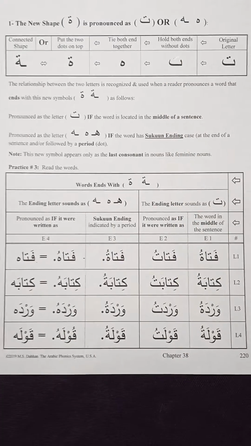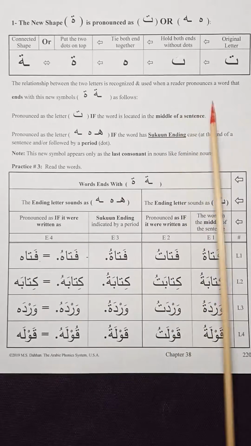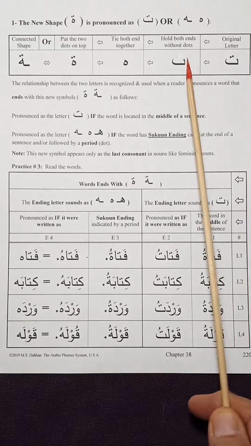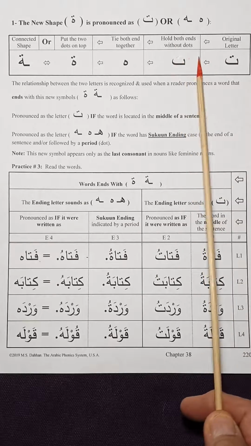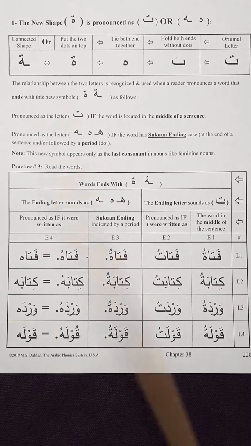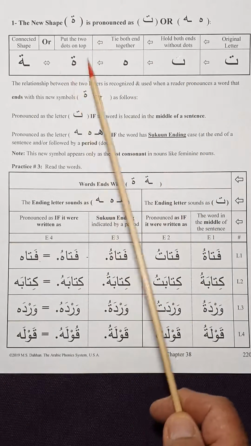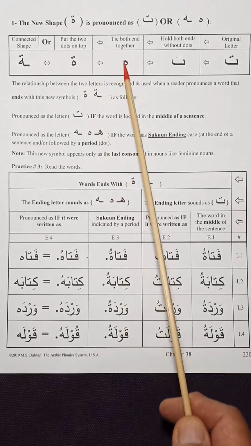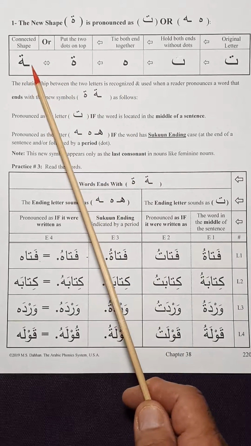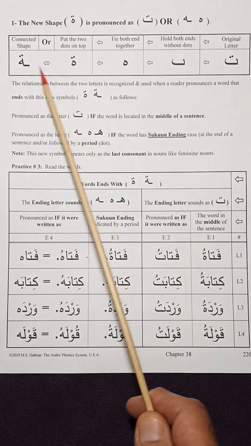Here we go. Voila, it disappeared. That's the original sound. The two dots are gone. If we hold the two ends and put them together like this, you make it almost a circle, and then put the two dots back on the top. Then you'll have what we call the connected shape of this ta.